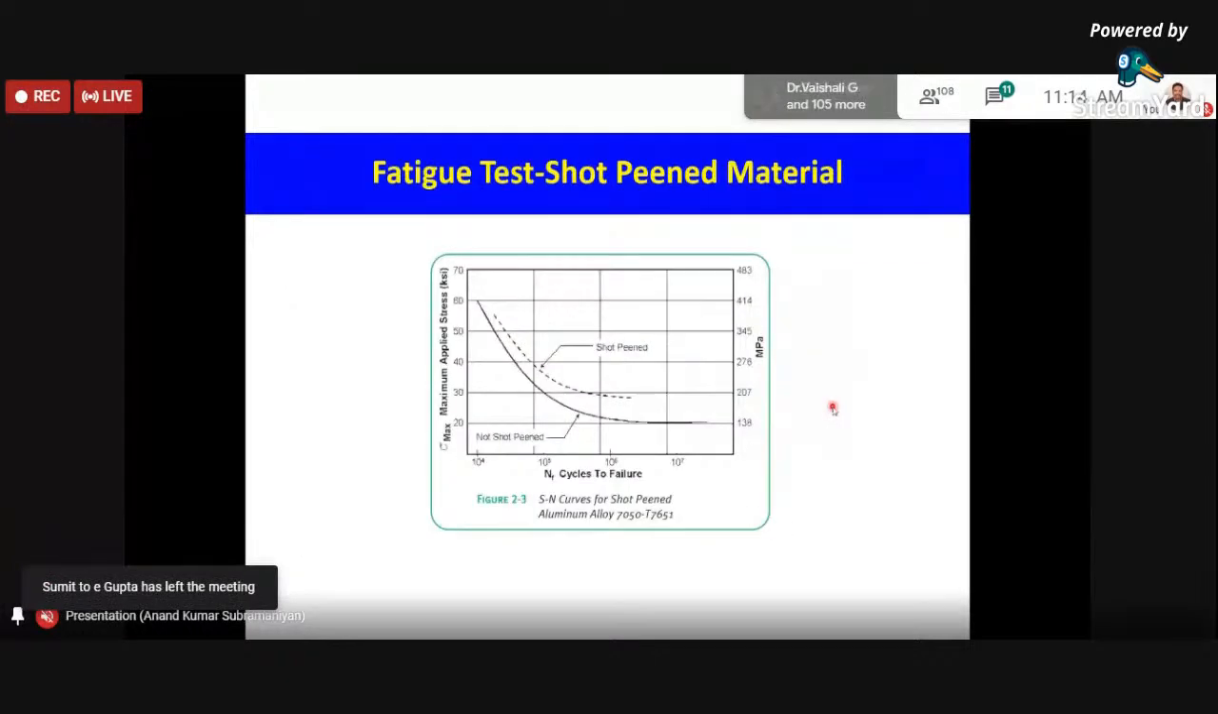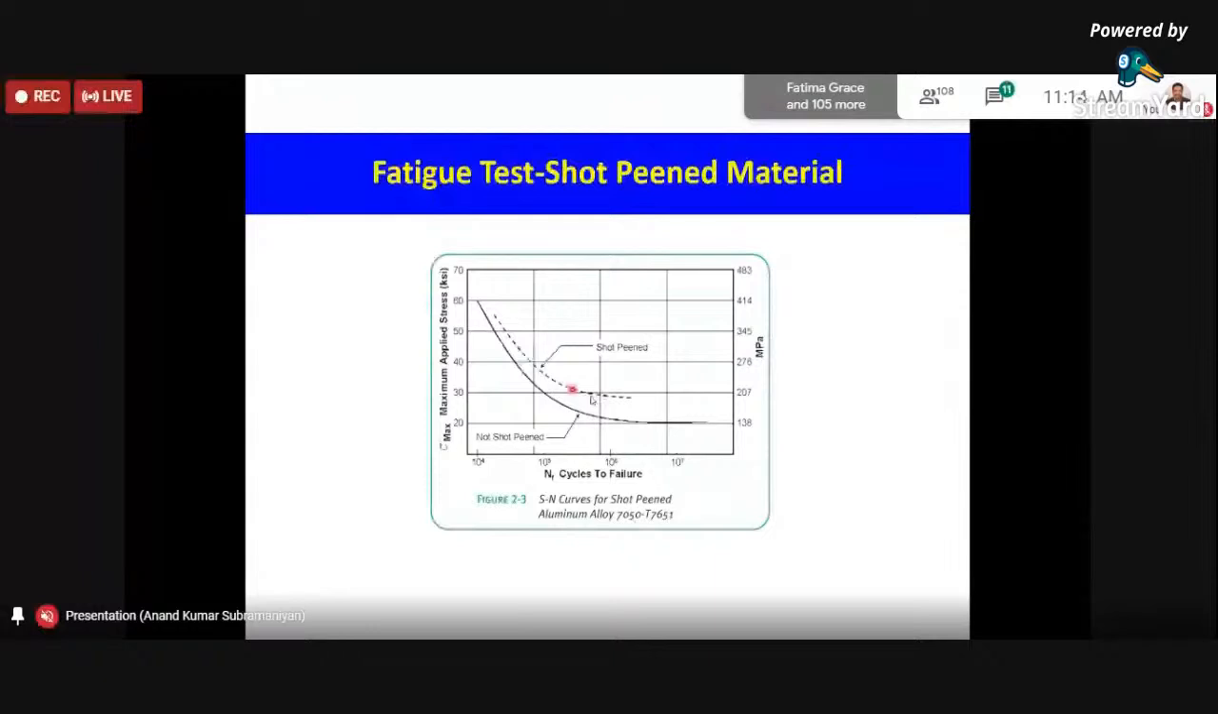And quickly, if we look at the performance of these shot peened materials from a fatigue test point of view, you can find that the shot peened material will show better fatigue performance compared to the not shot peened, and thereby the endurance limit of this shot peened material, which is basically an aluminum alloy. You can see a significant amount of improvement in fatigue property can be obtained the moment we do shot peening.